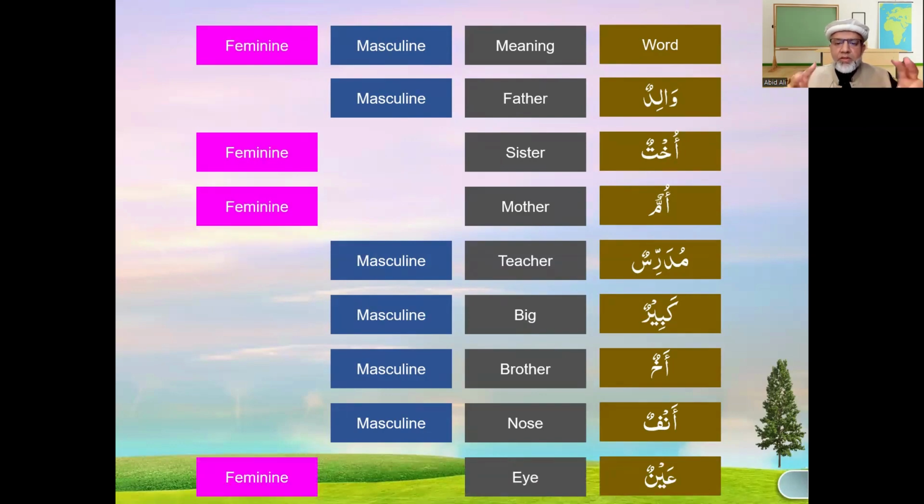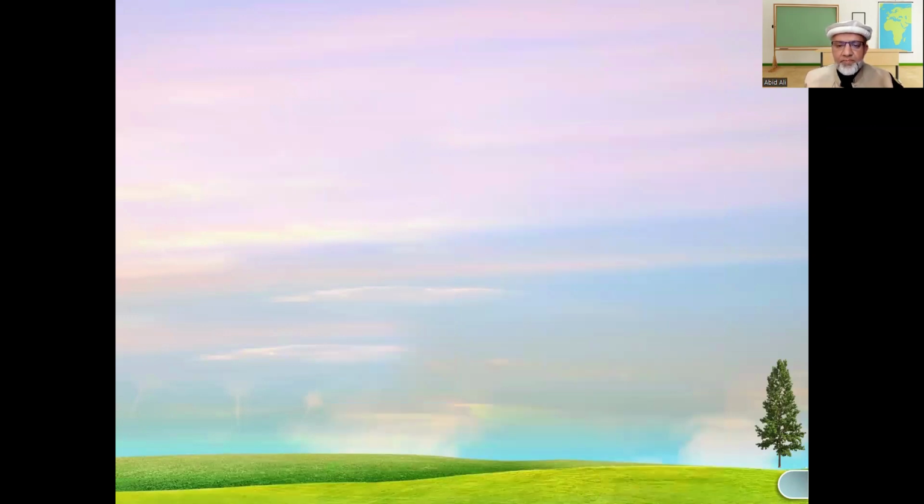So I hope you can see how we are placing these words into those 6 categories we learned in the previous episodes, and now we are trying to identify them. And in the process, we're also learning some Arabic vocabulary, which will help us.